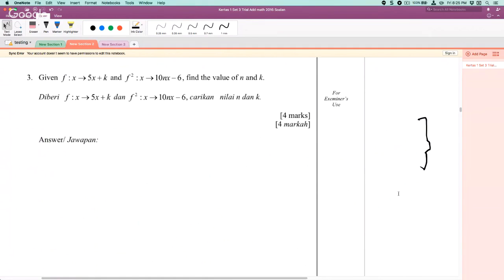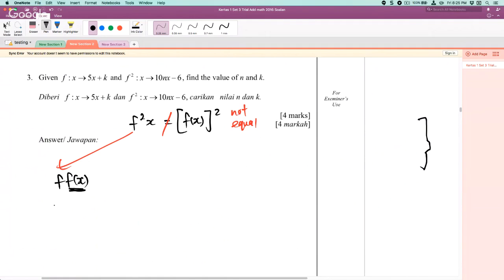All right, so f(x) equals 5x plus k, and then f squared of x equals 10nx minus 6. Something I want to mention here is a lot of students will think f squared of x is basically equal to (f(x)) squared. If you think like this, you are wrong because they are not equal. What is the real meaning? f squared of x means f of f(x). That means substitute f(x) into the f(x). It doesn't mean square the 5x plus k. So you have to understand that.